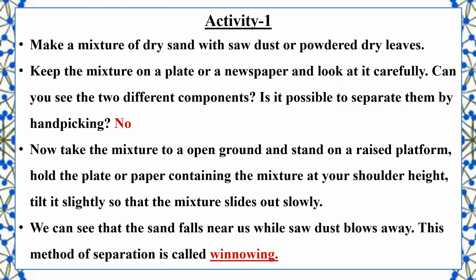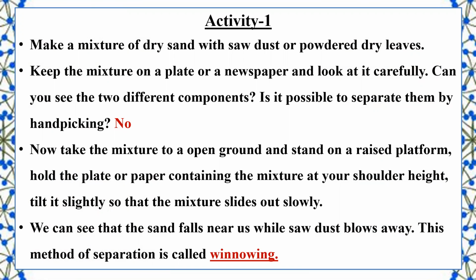Now take the mixture to an open ground and stand on a raised platform. Hold the paper or plate containing the mixture at shoulder height and tilt it slightly, and the mixture slides out. The husk will separate at one place and the useful component at another place. So it's easy for us to separate them. We can see that the sand falls near us while the dust blows away. This method of separation is known as winnowing.